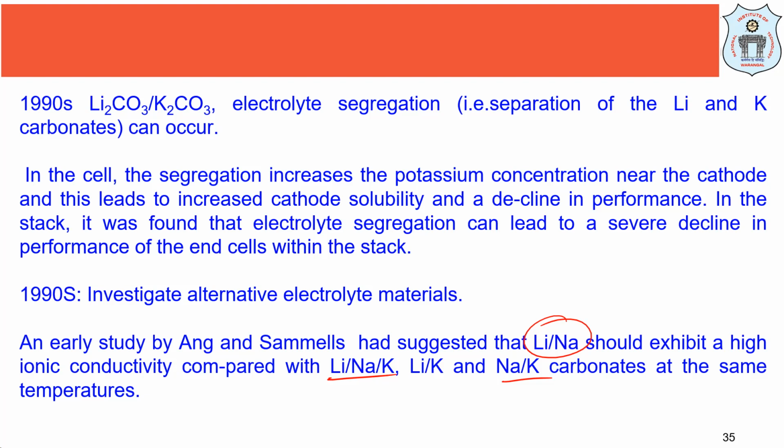And what will happen when the cathode is getting soluble? We are losing the structure. Obviously there will be a decline in the performance because there will be more polarization losses. Okay, so the chemical kinetics will be slowed down also. So in the stack, what will happen? It was found that electrolyte segregation can lead to a severe decline in the performance of the end fuel cells within the stack. So within 100 fuel cells present in a fuel stack, the end fuel cells tend to have very poor performance. Okay.